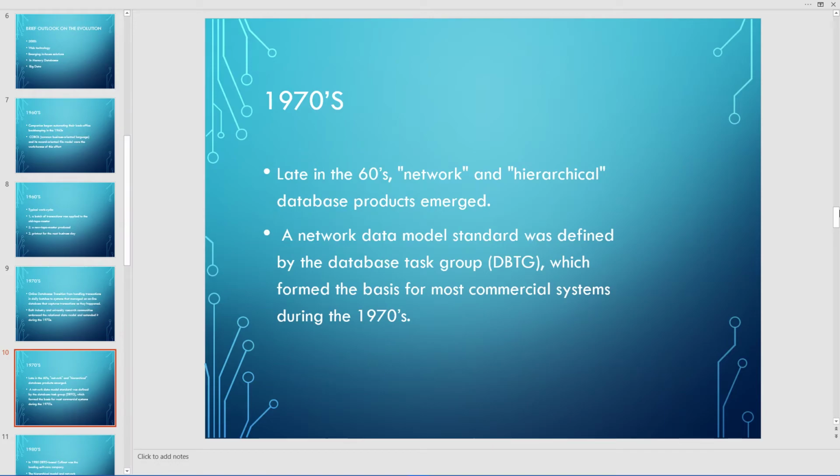In the late 1960s, network and hierarchical database products emerged. These database products were developed heavily in the 70s. In the 1970s also, a network data model standard was defined by the Database Task Group, DBTG, which formed the basis for most commercial systems during this decade.